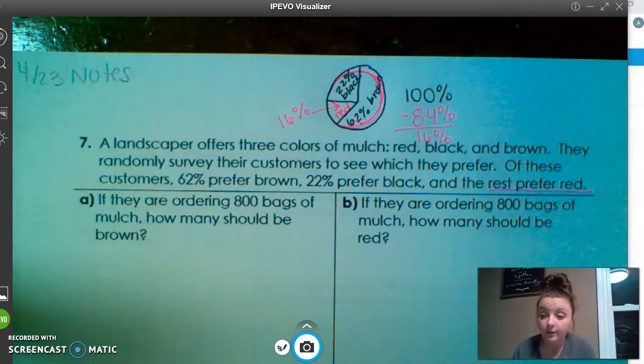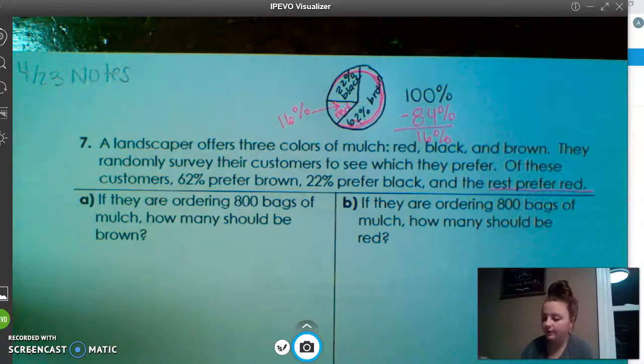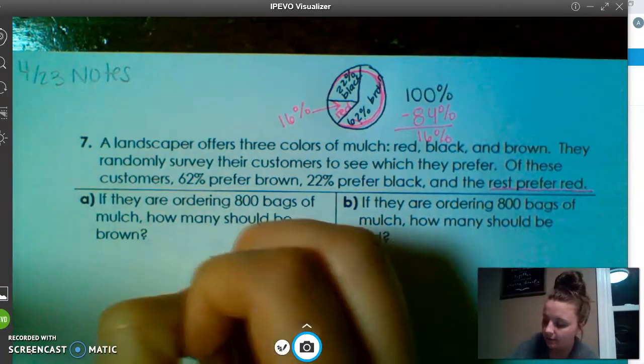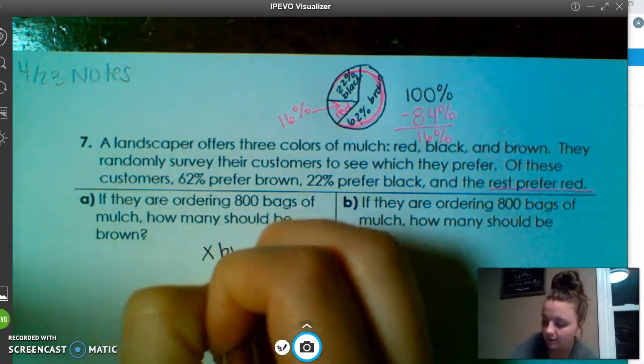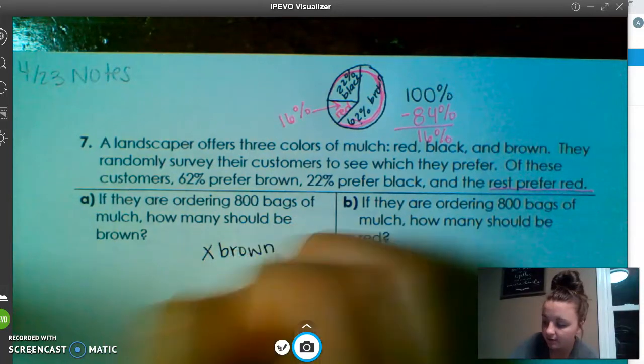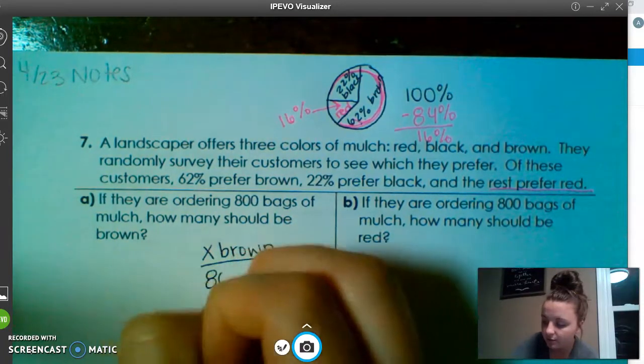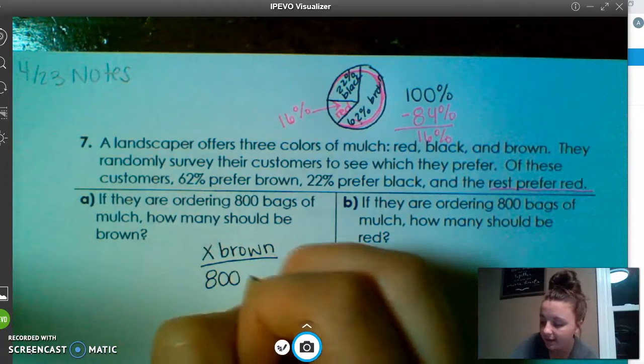Okay, so that was important to know all of our colors. So remember, this is different than the last one because we do not have a table. They're giving us the percents already. So A says if they are ordering 800 bags of mulch, how many should be brown? So I don't know how many brown, so X brown over 800 total because I'm ordering 800 total bags.